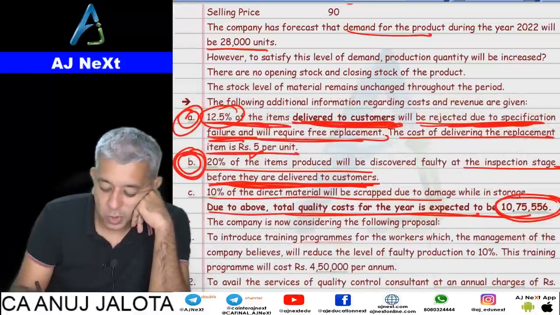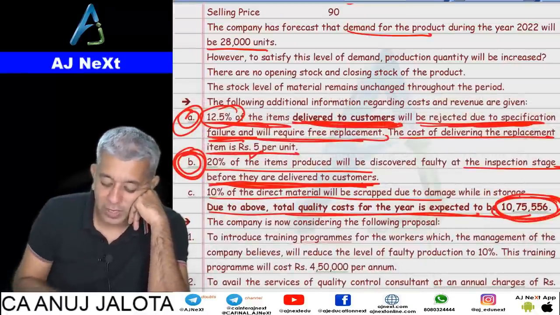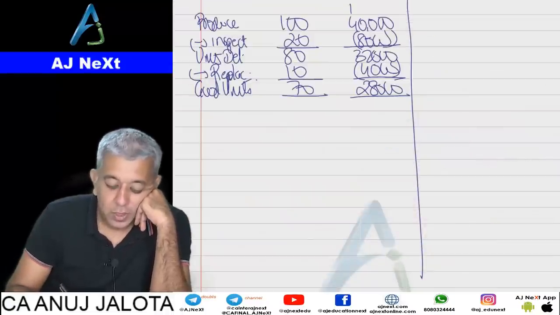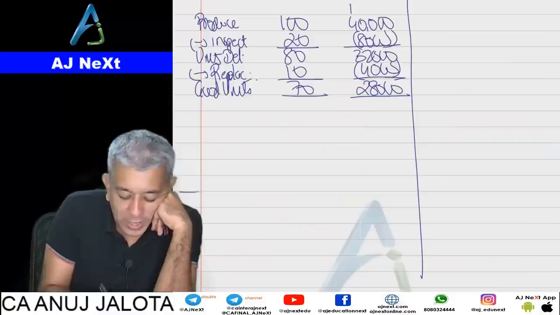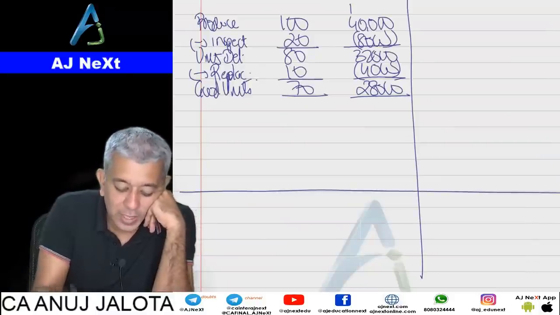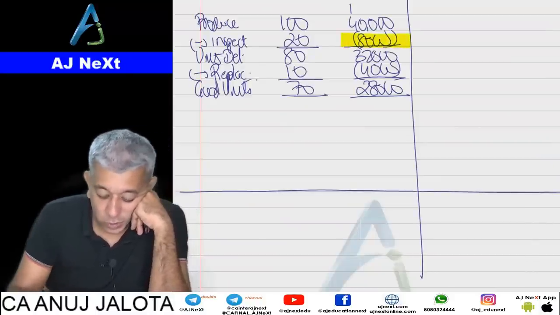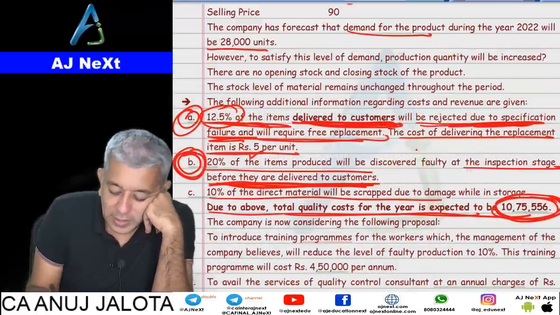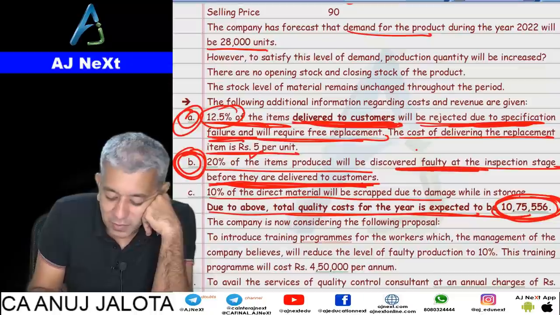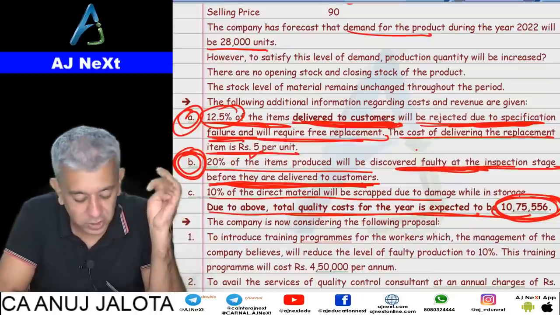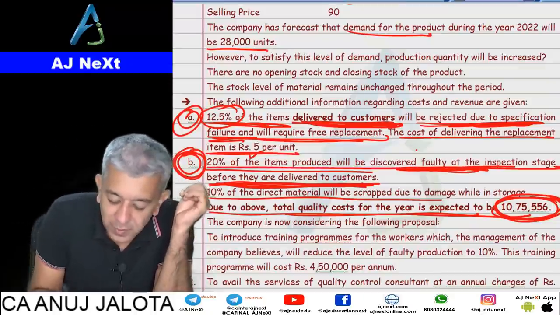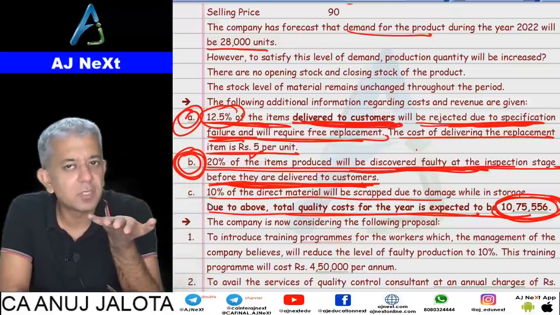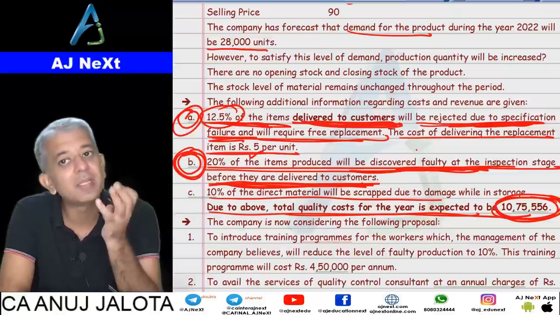अभी ये वाला जो कॉस्ट है, देखो कॉस्ट ऑफ द क्वालिटी जो है वो 1075556 कैसे आ जाता है. देखो अभी कुछ ऐसे, मेरे ख्याल से ये जो 8000 है, ये सारा का सारा यूनिट्स का रेट है ना. दिस इज द इल बी डिस्कवर्ड फॉल्टी एट द इंस्पेक्शन स्टेज, ठीक है. 20% ऑफ द यूनिट्स विल बी डिस्कवर्ड फॉल्टी एट द इंस्पेक्शन स्टेज. आई गेस फॉल्टी यूनिट्स है, मतलब दिस इज कॉस्ट ऑफ बैड क्वालिटी एंड दिस इज हैपनिंग इनसाइड द फैक्ट्री, नो.